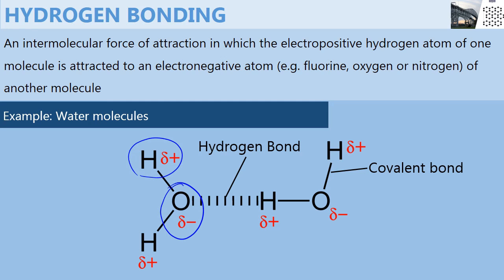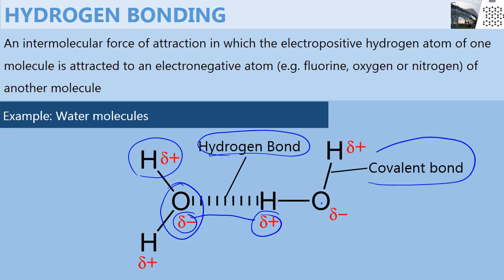Now two molecules of water will arrange themselves in such a way that the partial negative charge attracts the partial positive charge, and this attraction is known as the hydrogen bond. And we know that hydrogen and oxygen are combined with a covalent bond. It is important to note that the hydrogen bond is stronger than the van der Waals forces of attraction, but weaker than a covalent bond.